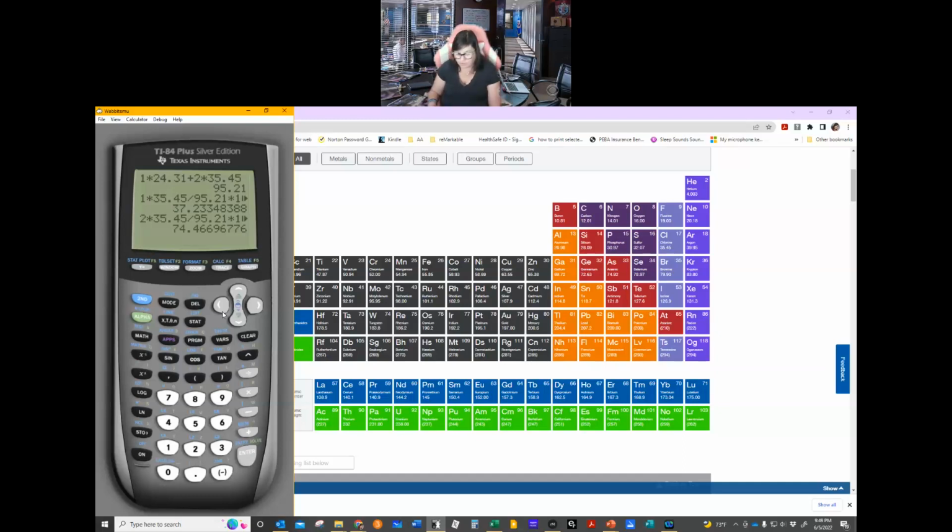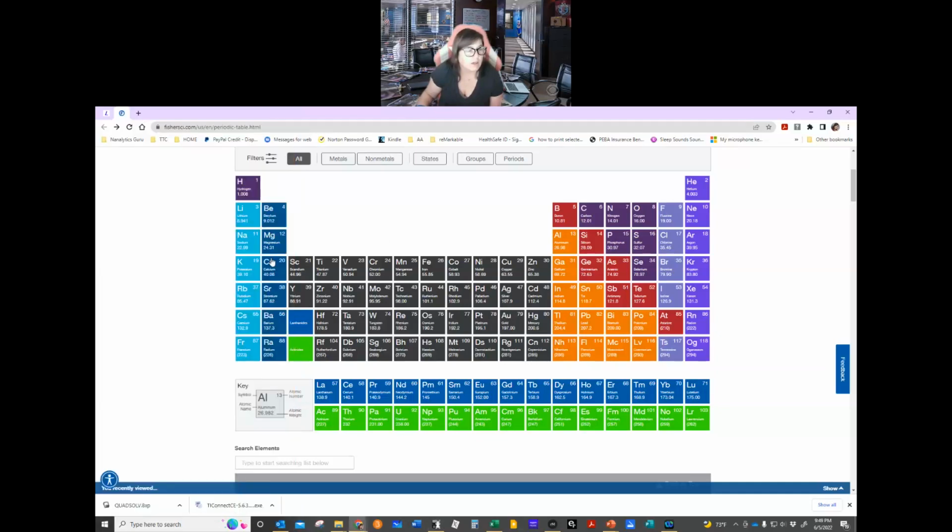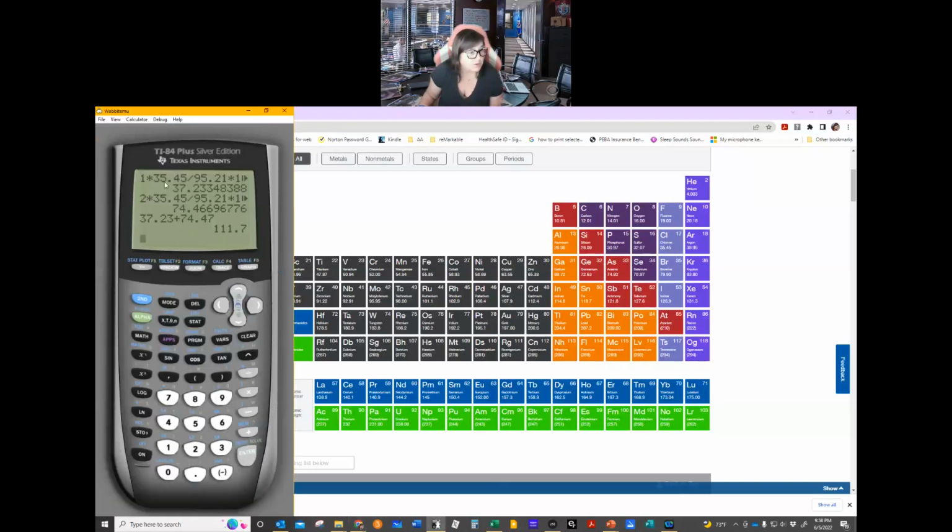And if I add those two together, 37.3 plus 74.47, that is not right. I did something wrong. So Mg, let me check my mass. Mg is 24.31. This is 35.45. 1 times 24.31 plus 2 times 35.45 should be 95.21.